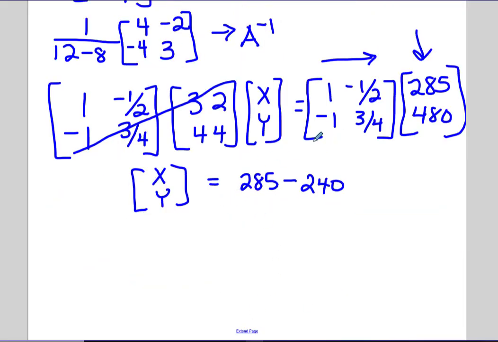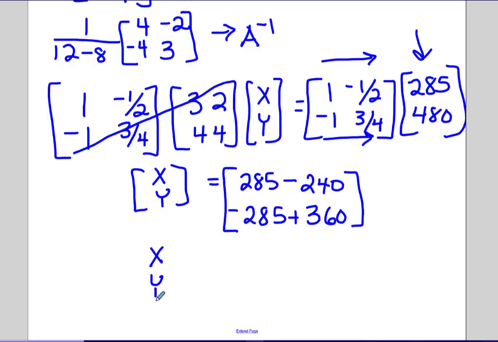And then on the y, the row times the column, we have negative 285. And then 3/4 of 480. So that's, let's see, 4 goes into 480, 120 times, and 120 times 3, that's 360. So I don't have to use my calculator. And then we know the cost for each one of those components. So 285 minus 240 is $45 for each security guard and $75 for each canine companion.